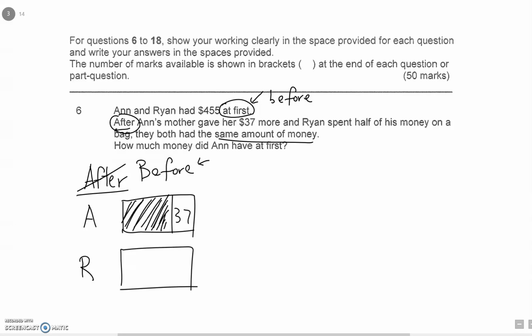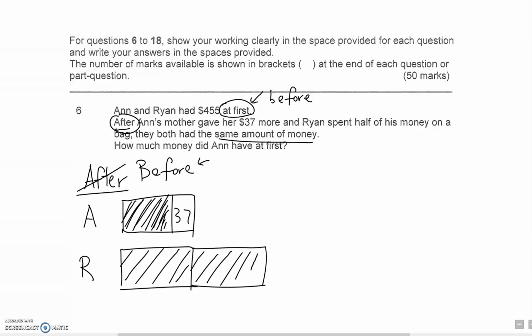Now let's take a look at Ryan. Ryan spent half of his money on a bag. So this was what happened to Ryan after. Which means that before that, Ryan actually had more money. In fact, Ryan had double. Because he had double, he spent half of it. That's why when we talk about after, he only had 1 unit left. But before that, he actually had 2 units.